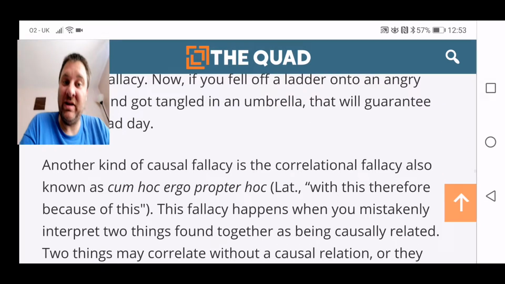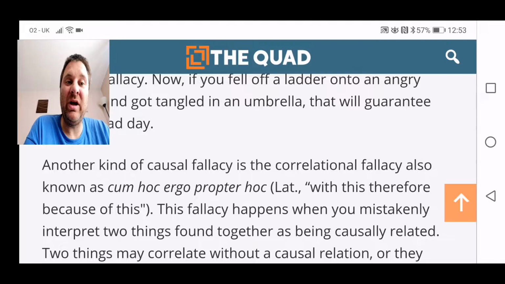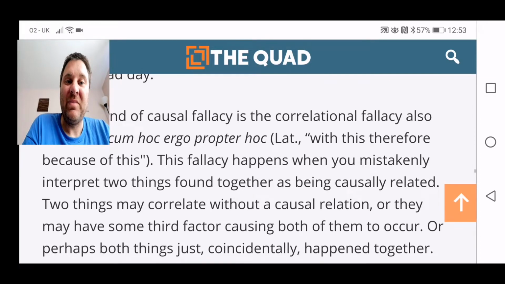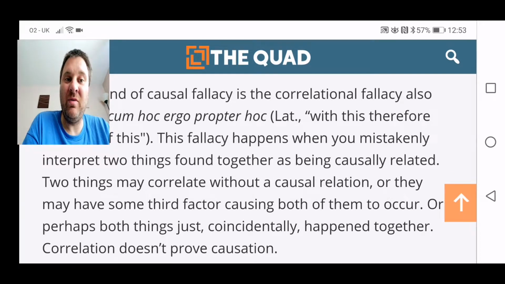Another kind of causal fallacy is the correlational fallacy, also known as cum hoc ergo propter hoc, Latin, with this, therefore because of this. This fallacy happens when you mistakenly interpret two things found together as being causally related. Two things may correlate without a causal relation, or they may have some third factor causing both of them to occur, or perhaps both things just coincidentally happen together.